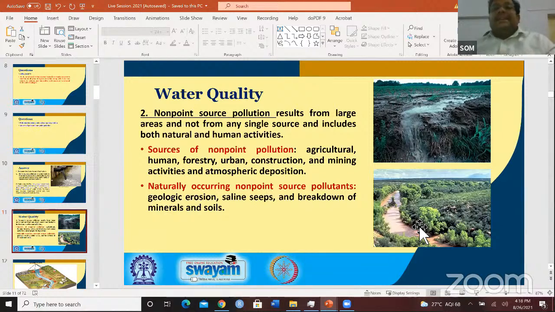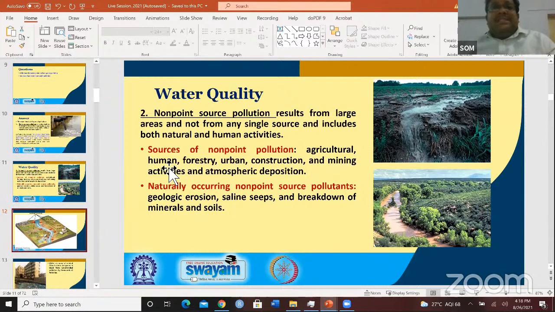One is agricultural, then human, then forestry, urban, construction and mining activities, and atmospheric deposition. These are the sources of non-point source pollution. Other sources include geologic erosion, saline seeps, and breakdown of minerals of the soils. These are some non-point source pollutants.